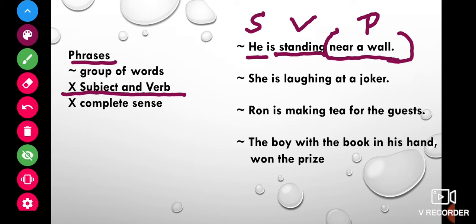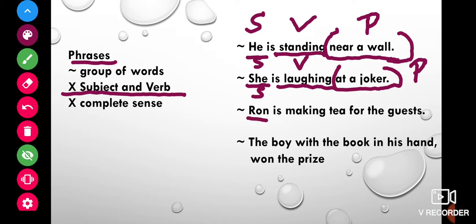Now let us look at the second example. She is laughing at a joker. Now here she is the subject. Is laughing is the verb. So at a joker is a phrase. Let us read the next sentence. Ron is making tea for the guests. Here Ron is the subject, is making is the verb. So for the guests is a phrase.